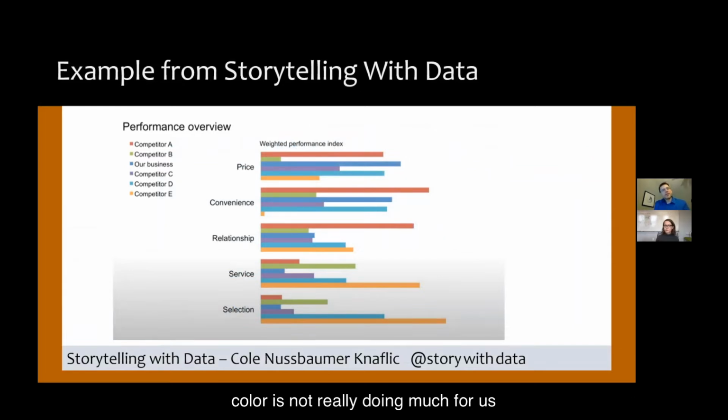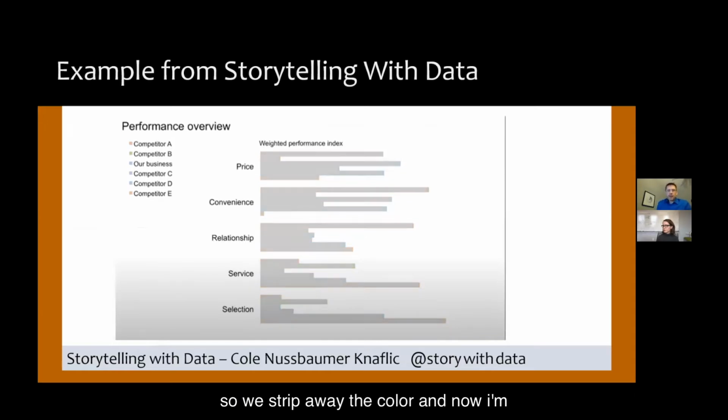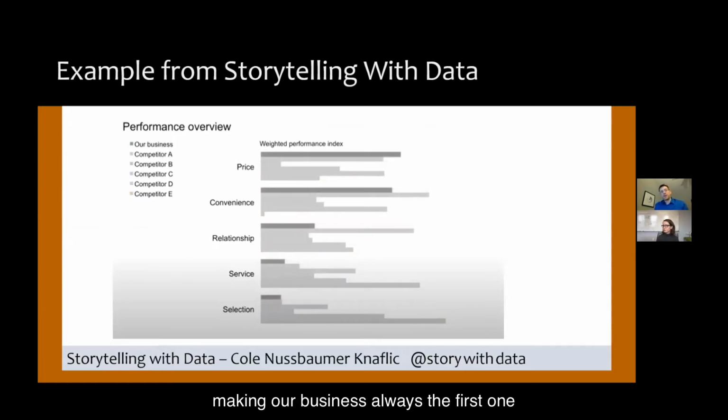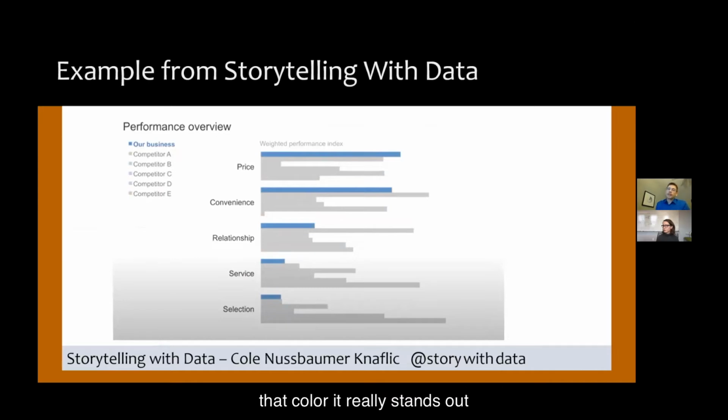The color is not really doing much for us because it doesn't make our business stand out, and the ordering doesn't really do it for us either. It's pretty hard to follow any pattern here, even though the data are all there. So we strip away the color, and now I'm going to highlight where I want you to look, which is the data for our business. I can make this even easier by making our business always the first one listed. Now you don't have to search through where it falls. And when I introduce that color, it really stands out.